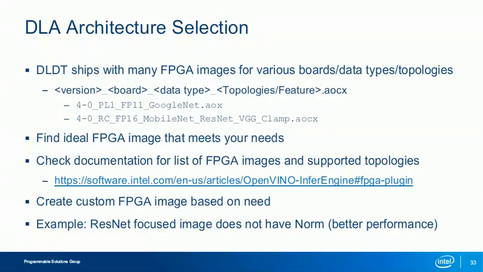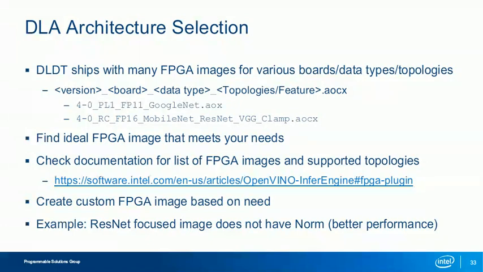To support various data types and various different primitives that are used in different neural networks, the Intel Distribution of OpenVINO, which includes the DLDT and the DLA Suite, ships with many different FPGA images that are optimized for different boards, different data types, and architectures. Ensure to find the optimal FPGA image for the network and data type you plan to run.